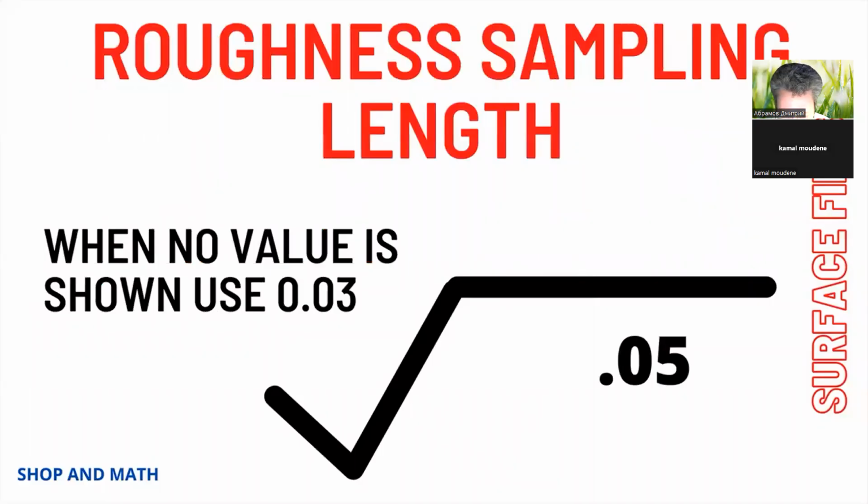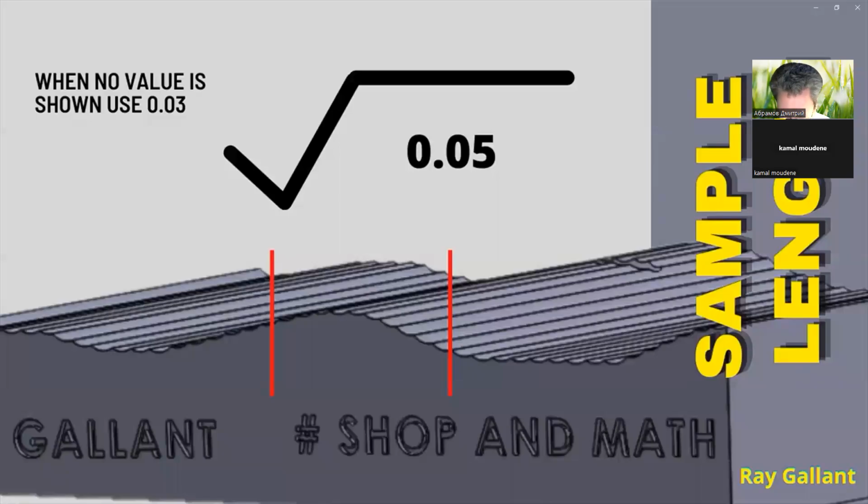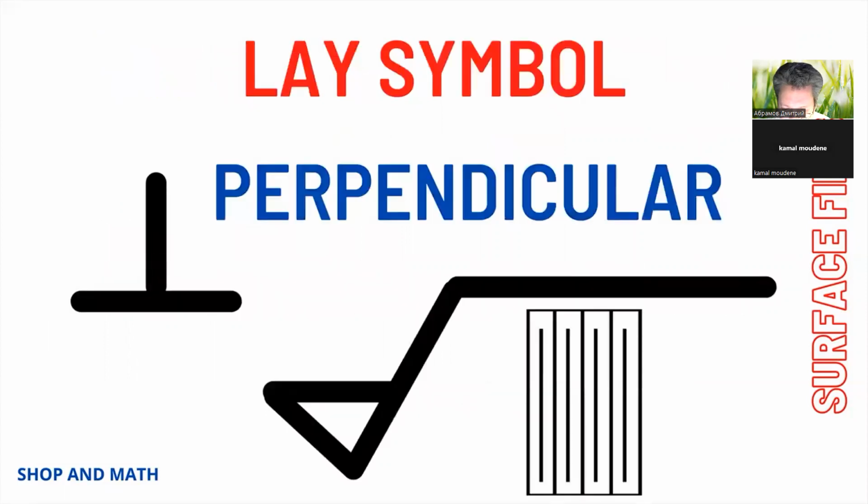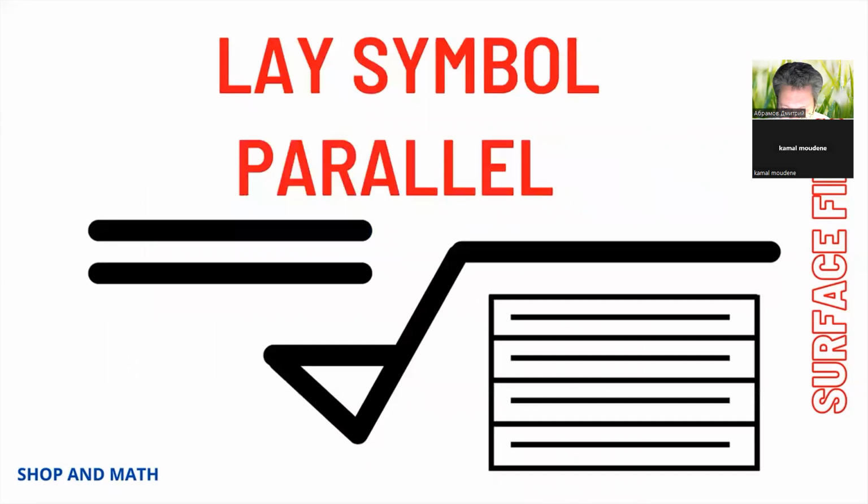Roughness sampling length. Basically, this is the length that you set your surface roughness tester up to measure across. The minimum length, if not stated, will be 30 thousandths of an inch. Lay symbol, the direction of the predominant surface pattern. Lay symbol perpendicular. Lay perpendicular to the line representing the surface to which the symbol is applied. Lay symbol parallel. Lay parallel to the line representing the surface to which the symbol is applied.